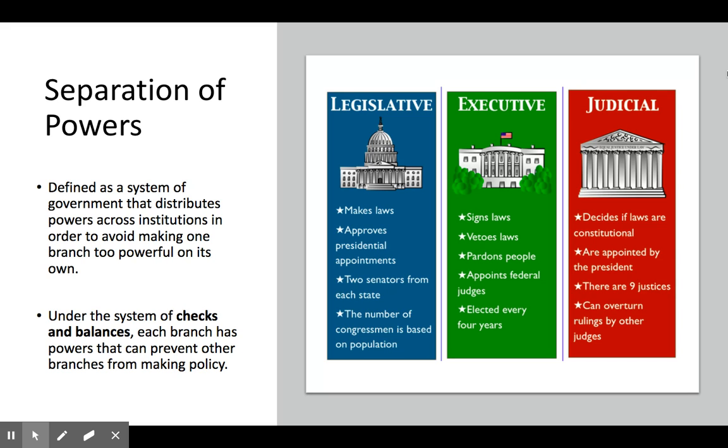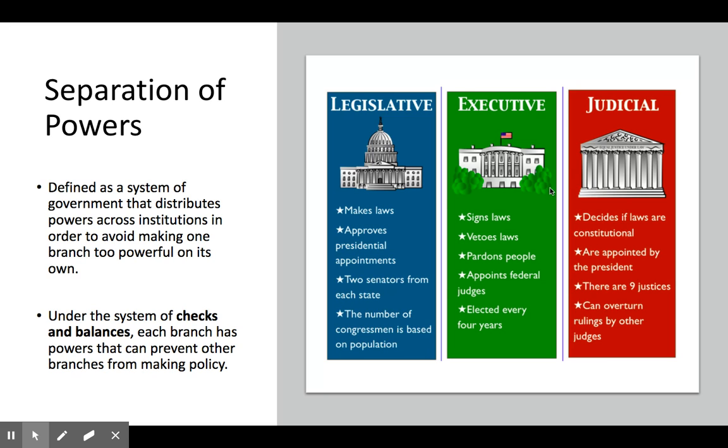So to start, let's talk about the separation of powers. Separation of powers is defined as a system of government that distributes powers across institutions in order to avoid making one branch too powerful on its own. So our Constitution establishes three branches of government. In Article 1, it's the legislative branch, which is Congress. Article 2 talks about the executive branch, which is the president. And Article 3, the judicial branch, which is the Supreme Court.